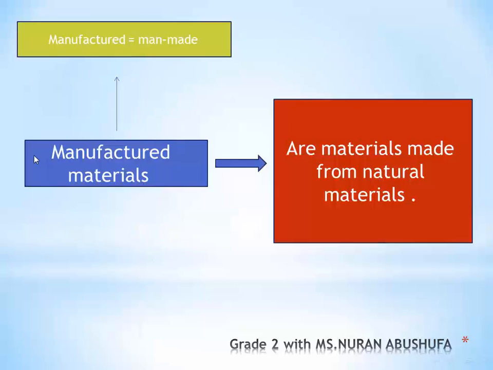Our second type is manufactured materials. What are the manufactured materials? Manufactured materials are materials made from natural materials. So, manufactured materials are human-made, they're not natural. They're made from the natural materials.